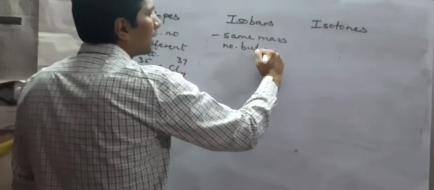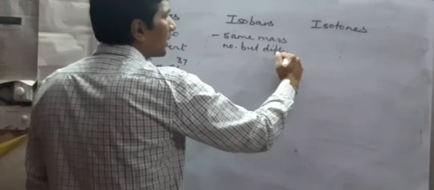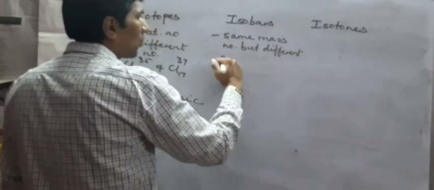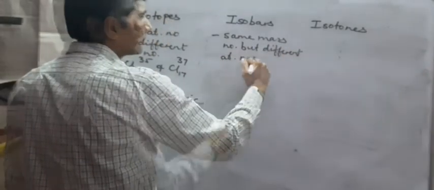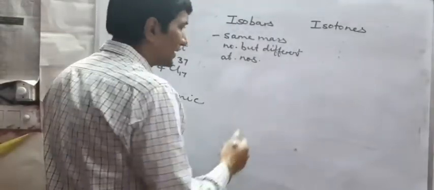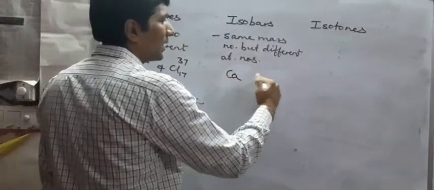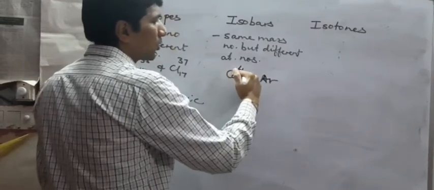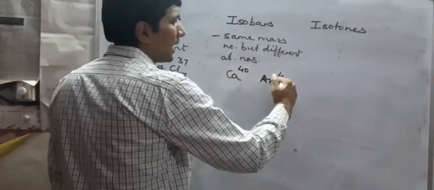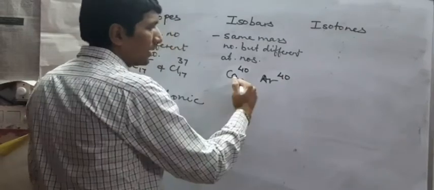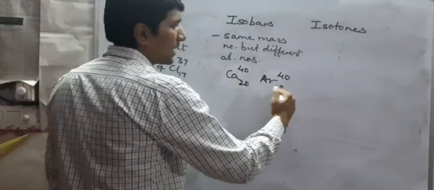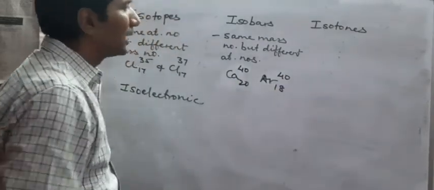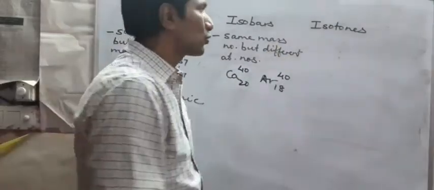but different atomic numbers. Okay, so now the example for this is we have calcium and we have argon. So calcium has atomic mass of 40, similarly argon also has atomic mass of 40, but their atomic numbers are different. Okay. Then we have isotones.